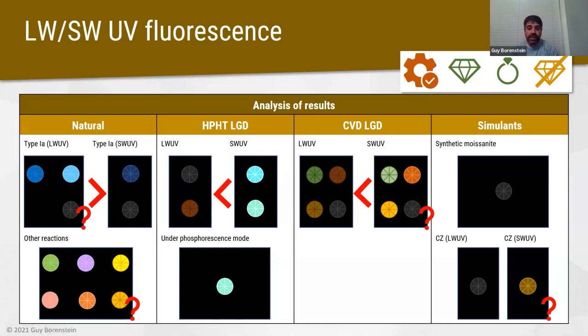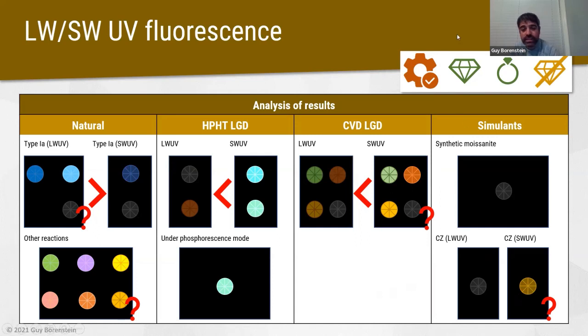If I put simulants inside the machine, synthetic moissanite will always remain inert without any effect, long wave and short wave. Cubic zirconia will give us a kind of mustard yellow weak color under short wave. Yet, this color can also be confused with CVD, that will give us this effect, short wave stronger than long wave. So we are not sure here either.